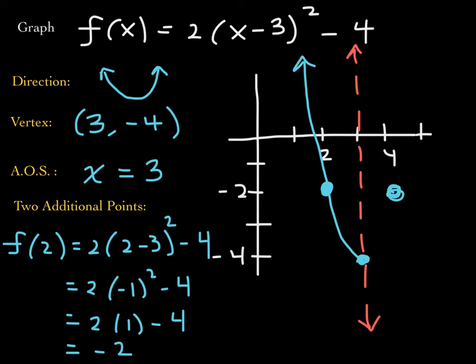So this is taking advantage of symmetry, right? And so I don't want you to have to plug in a different x value here. Please don't do that. Use symmetry instead.